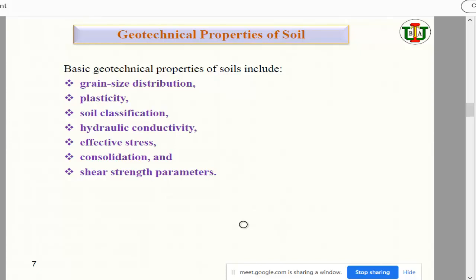So now come to the soil properties. You can turn on your microphone if you do not have any noise, but if you have noise, please turn it off. If you have no noise, you can turn it on. You can respond to me, so I feel more comfortable taking classes.